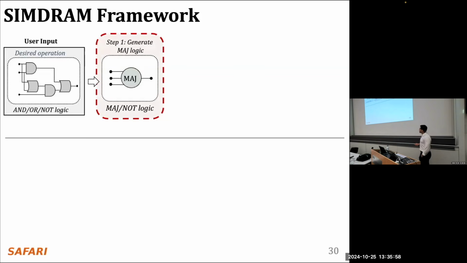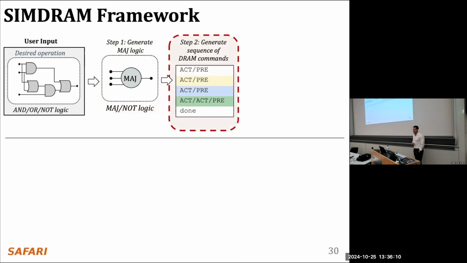In the first step of this framework, we convert this input into a graph that only uses majority and NOT gates. And then what is left for me to do is to map this graph into a sequence of in-DRAM row copies and in-DRAM majority operations.